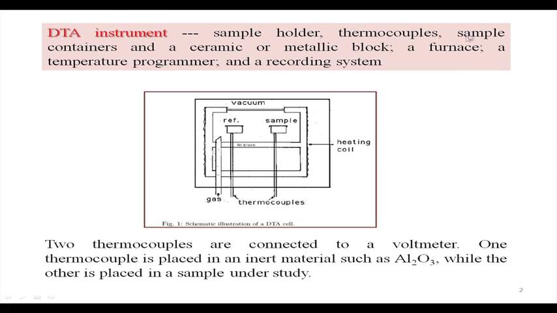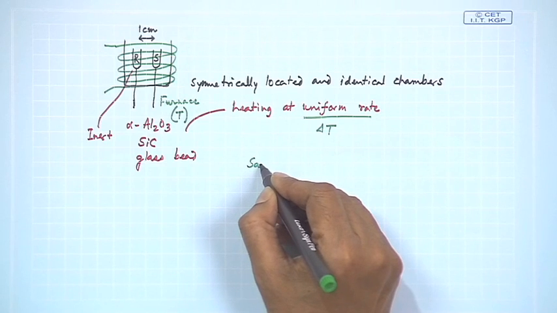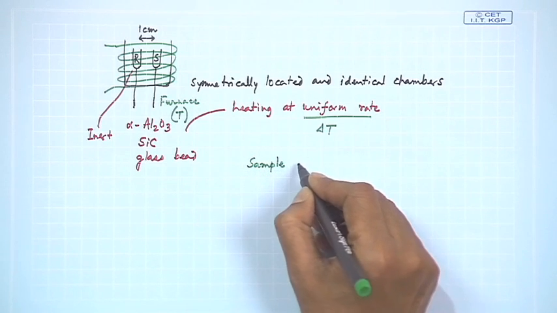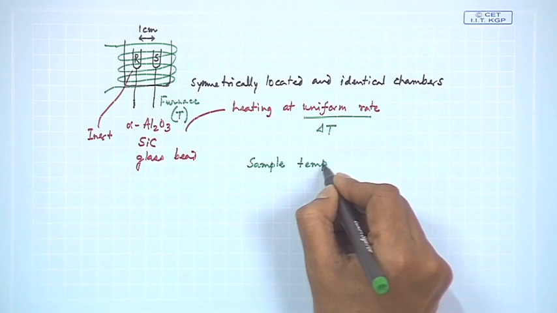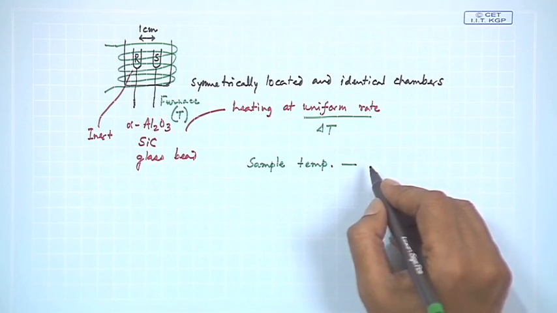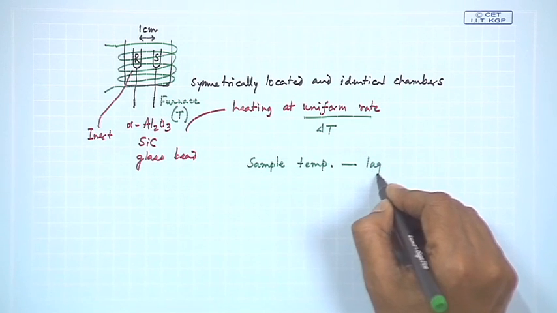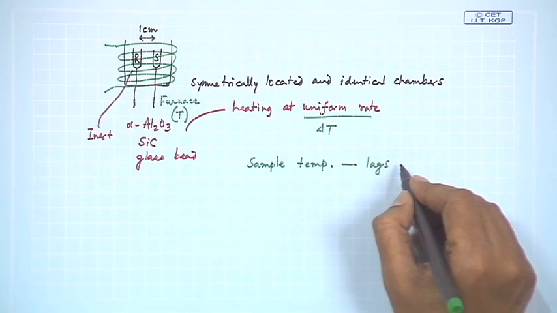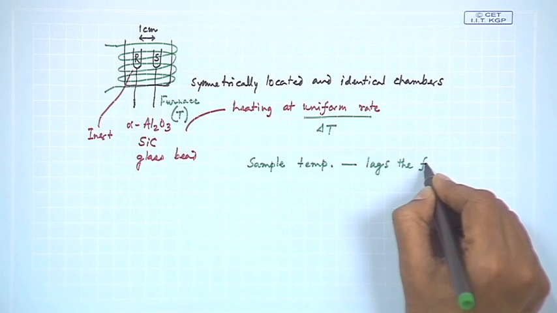So, we have the reference temperature, the sample temperature, and the furnace temperature, which we typically monitor. When we record the sample temperature, the recording of thermal temperature is very important, especially when the sample temperature is behind, that means when it lags the furnace temperature.